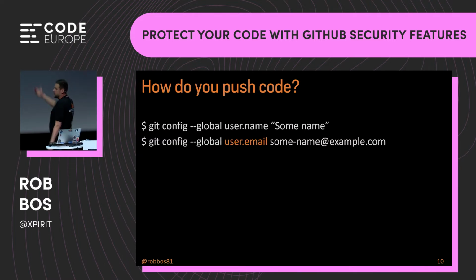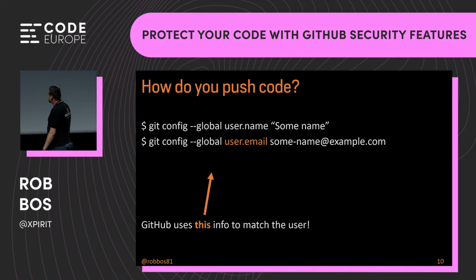We as developers, this is straightforward for us. This is how we push code. You configure your username and email address on the command line saying, this is me, this is my email address. And that email address is specified in here. That email address is the part that GitHub uses to actually verify who created the commits inside of your repository. Just the email address.